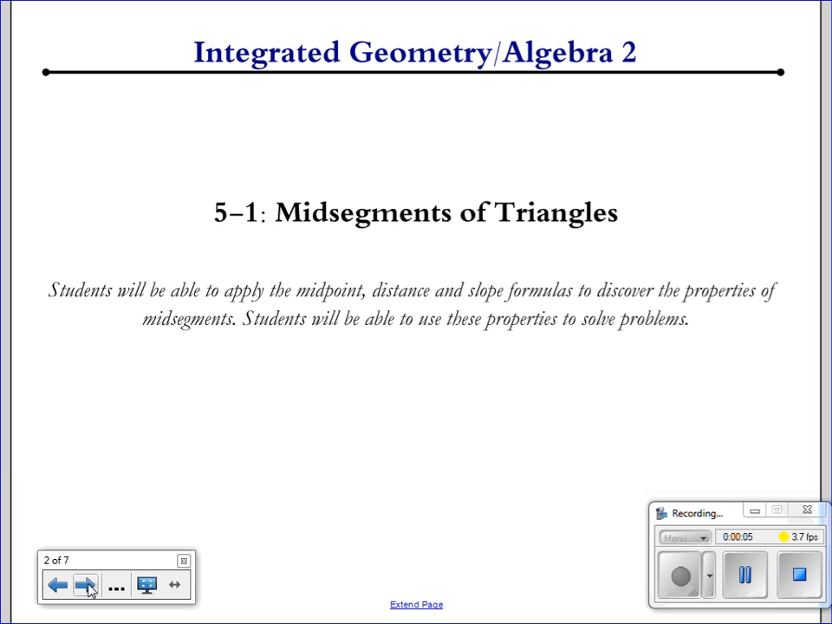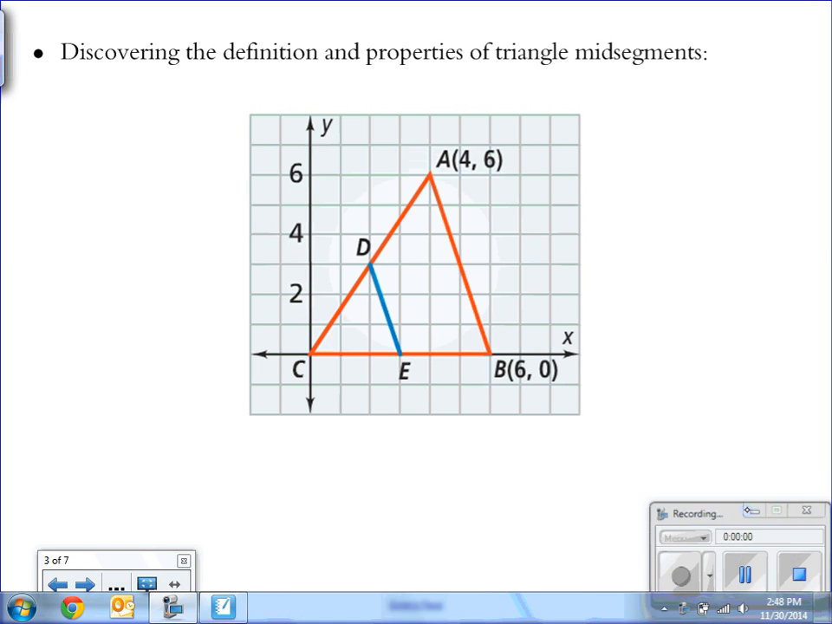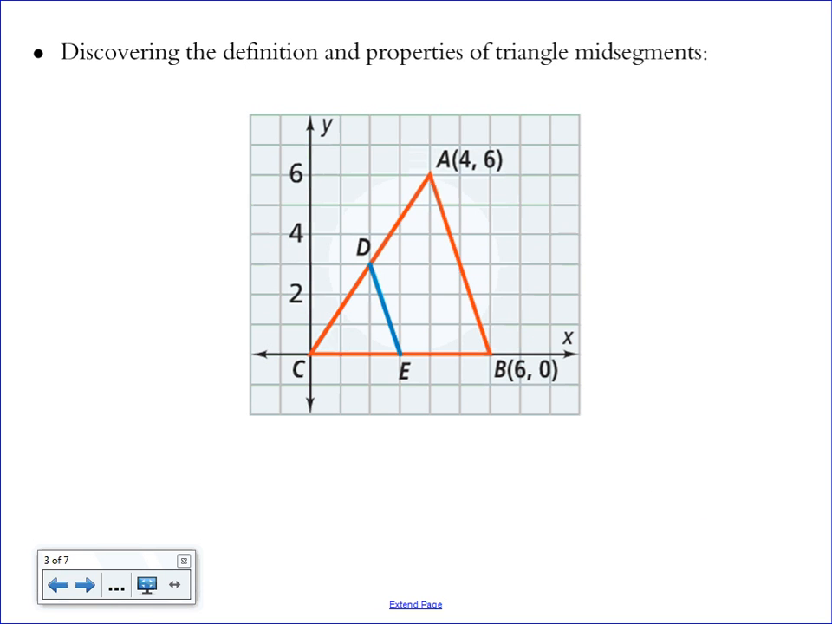This video is about midsegments of triangles. So we're going to use this image to discover the definition and properties of triangle midsegments. A midsegment is drawn on this triangle. The outer triangle is called ABC. It's red in this picture. And one of the midsegments is drawn, and that's DE, this little blue segment.